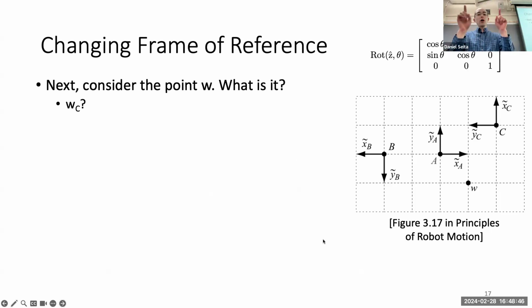All right, so now let's talk about a point here. So we talked about expressing a frame with respect to or relative to another frame, but what about a point? So you have some point W, right? So where is W? Well, it depends on what frame, right? I mean, you have to pick some origin, right? So when you write out a vector, you should use a subscript to indicate which frame it is relative to. Now we said WC here. So like, what is WC?